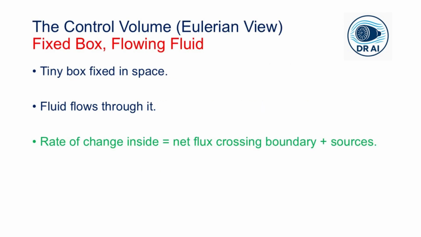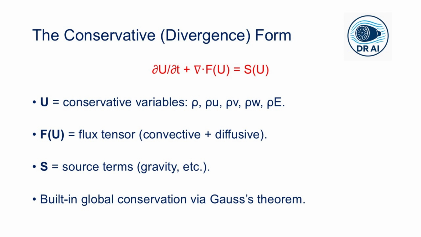To understand the difference, we have to go back to the control volume approach. Imagine a tiny box fixed in space with fluid flowing through it. This is the Eulerian perspective. So we are not following individual particles. We are watching what passes through a fixed region. The conservative form comes directly from a balance over that particular fixed box. For any conserved quantity, say mass, momentum, or energy, the rate of change inside the box equals the net flux crossing the boundary plus any sources.